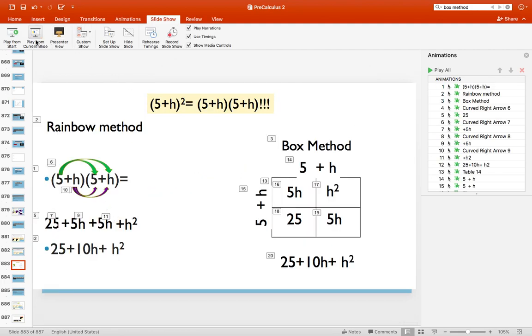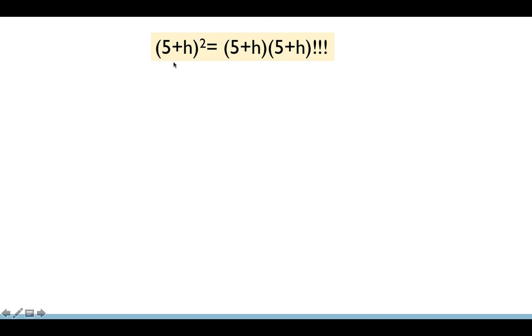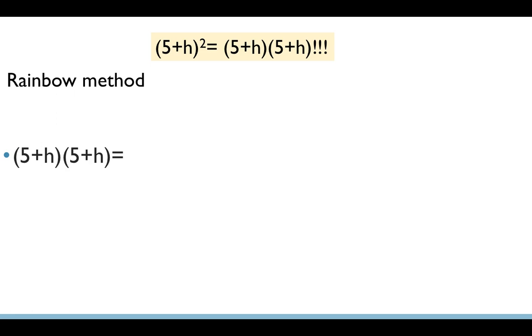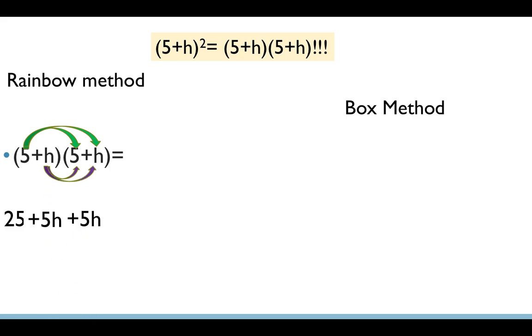To here. So how we did that is to remember 5 plus h squared is actually the same thing as 5 plus h times 5 plus h. How you multiply this out is you could either use rainbow method or box method. Rainbow method is you basically go like this. See this? Where the arrows are going, 5 times h is 5h, h times 5 is 5h, h times h is h squared. Then at the end we combine like terms, 5h plus 5h, that's 10h. And that's how I got that answer.